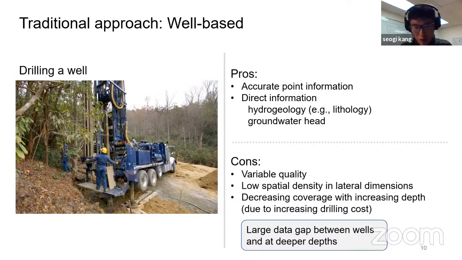And more intuitively, the spatial density of the well data is relatively low. If you think about the separation between wells, it's pretty large, at least a couple of kilometers. And in the dimension of depth, the coverage of well data generally decreases with increasing depth due to the increasing drilling cost, because drilling a well at a deep part will be more expensive compared to the shallower part. So these disadvantages generate a large data gap between wells and at the deeper part of the subsurface for monitoring and imaging tasks.